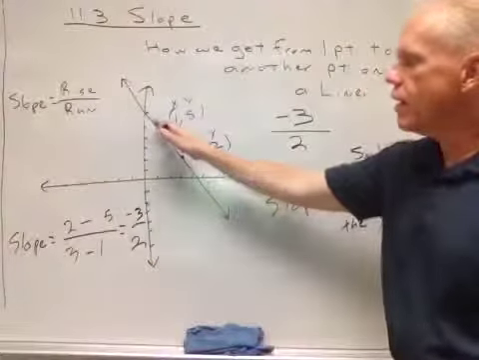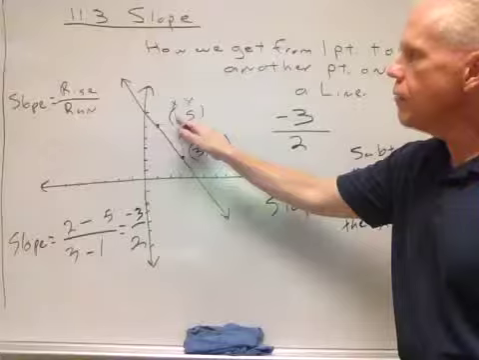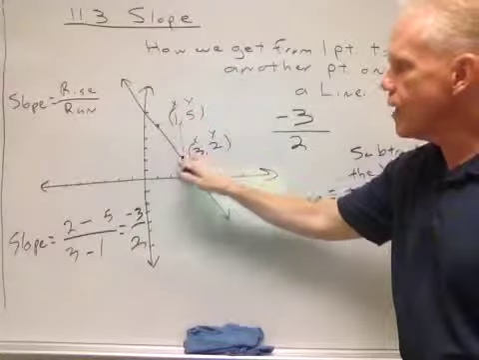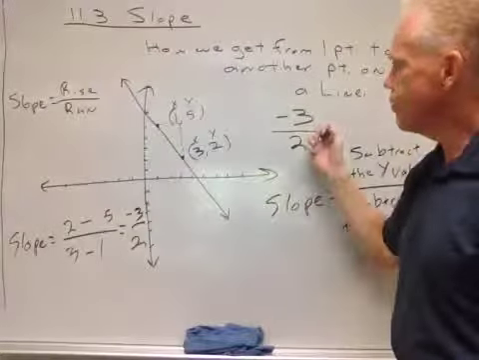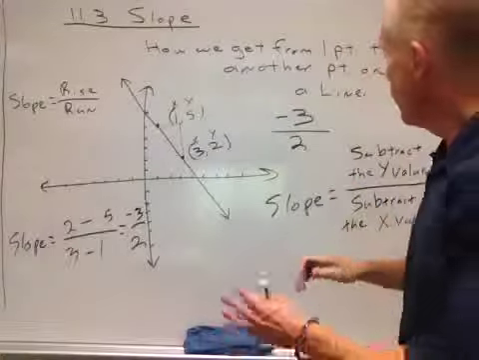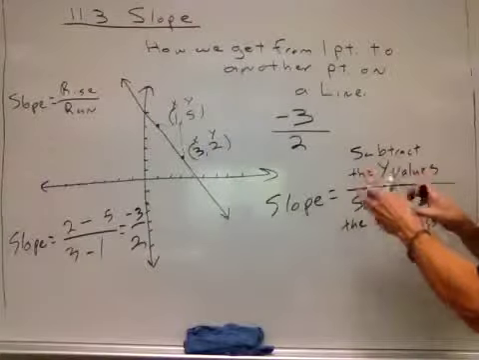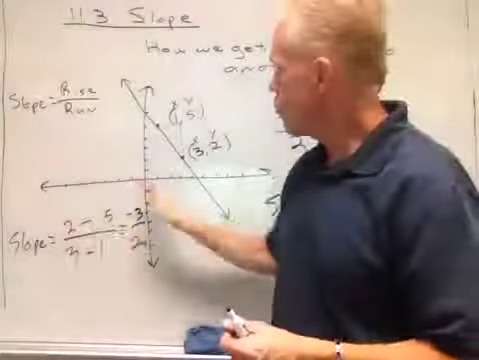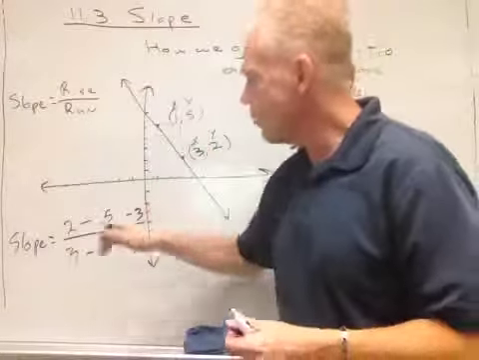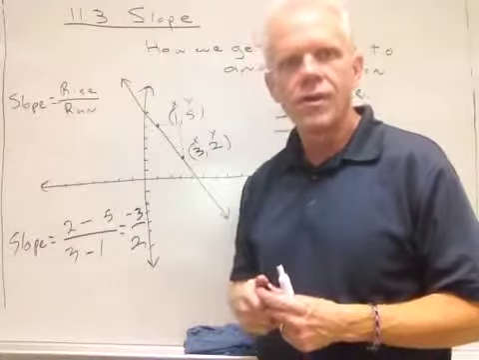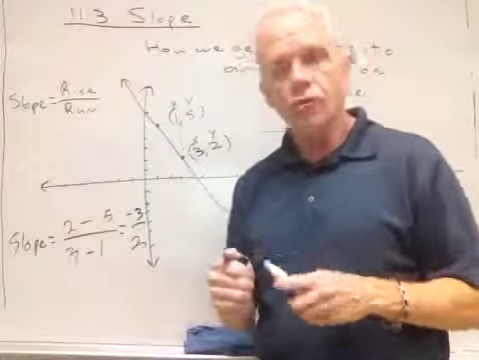When we counted it, we counted a run of 2 and a rise of negative 3, and that gave us a slope on the count. And then when we used the slope formula, we were able to subtract the y's and subtract the x's and have our slope. Well, guys, that's all I want to show you on slope right now.